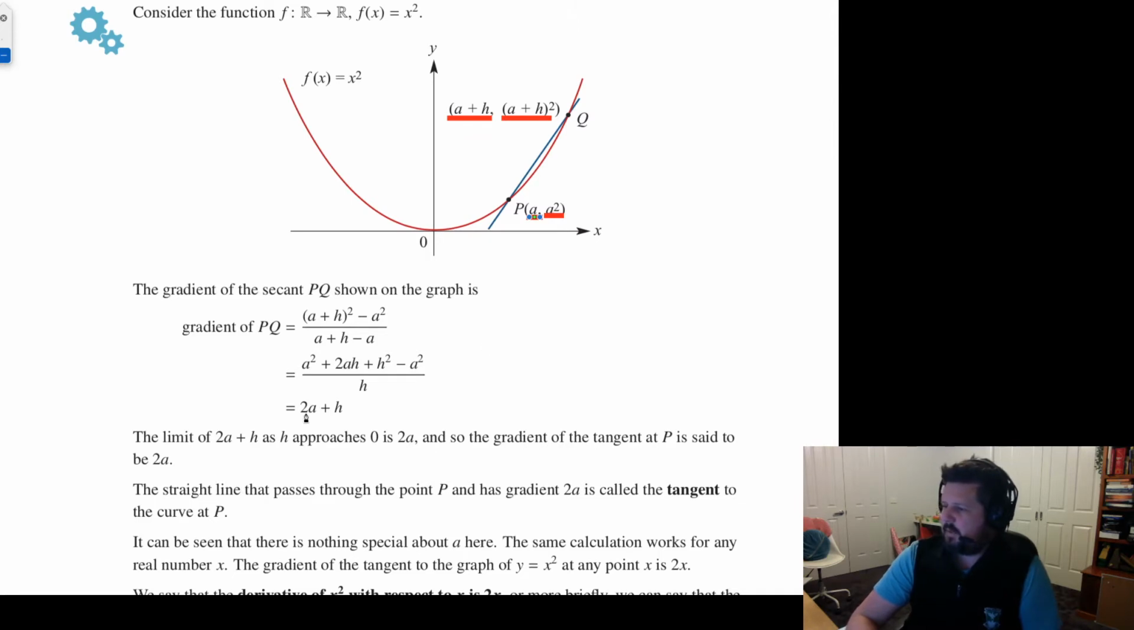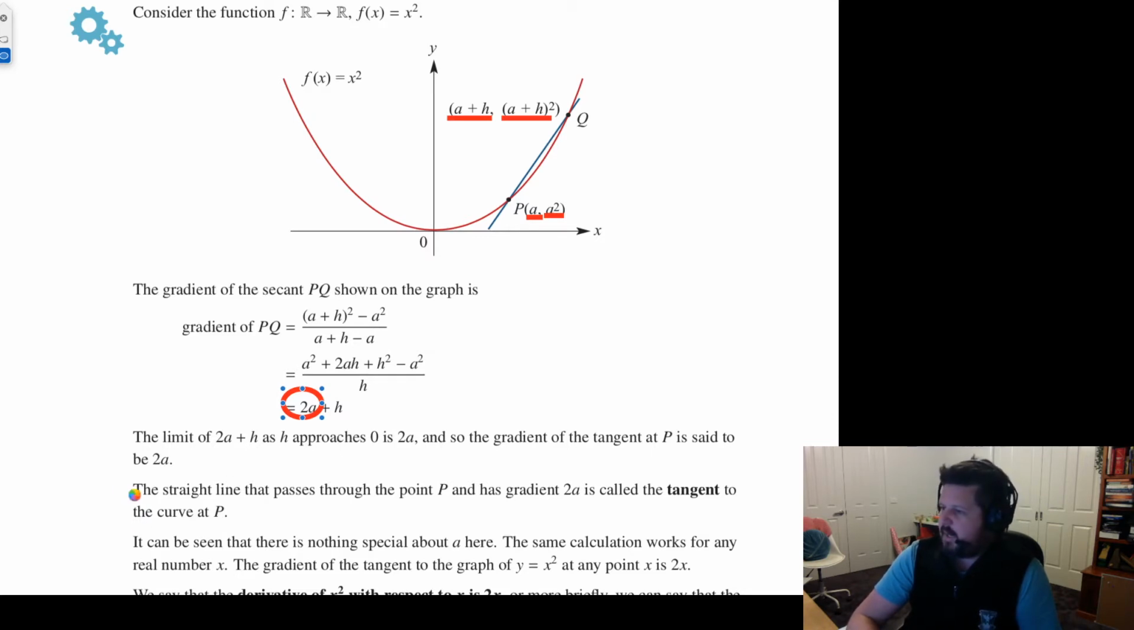So what we've done in that particular case is we're saying the limit of 2a plus h as h approaches 0 is 2a. If you make this h value get really close to 0, or as it approaches 0, effectively if that's 0, you're only going to be left with this 2a here. That's what they're saying here. As that h value gets really, really small and approaches 0, you can say that the gradient at P is said to be just this 2a that is here.